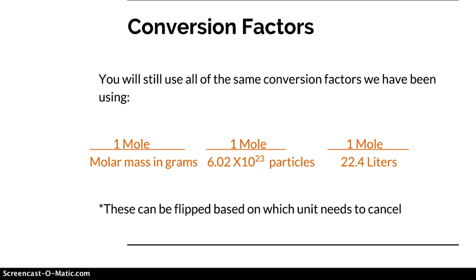My conversion factors I'm still going to be using here look the same as what we have been using before. So I have molar mass in grams. I have Avogadro's number of particles in 1 mole. I have a new conversion there on the right. This conversion here, 22.4 liters, we're going to start using this a little more. This is for when I have gases and I want to know how much space those gases occupy. So more on this later, but this is another conversion that we could use. And of course, these conversion factors can be flipped when I need a different unit to cancel.